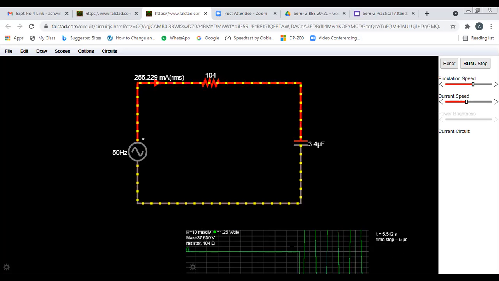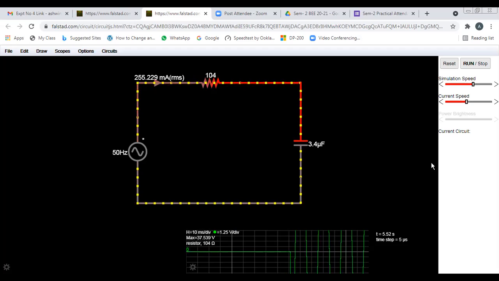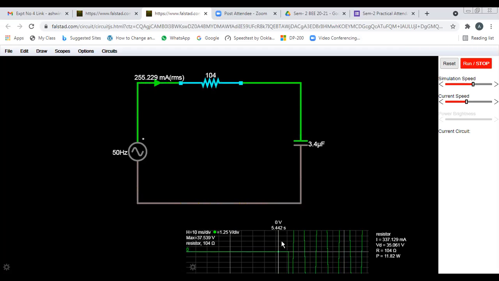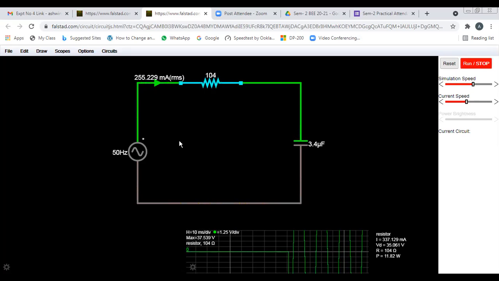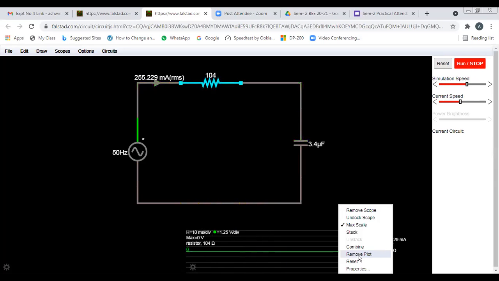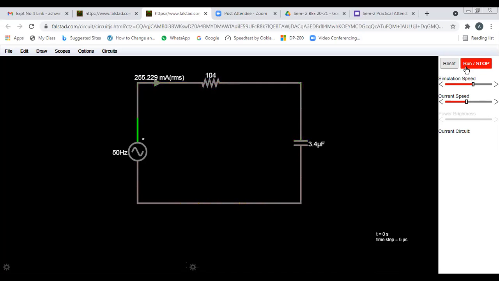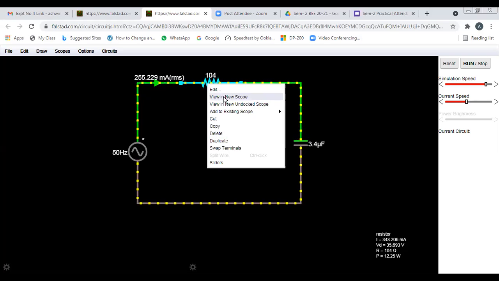Now I'm going to stop the simulation. I right click this graph. First I'll reset this circuit. I'll close this, remove this plot, reset, then run. Simulation speed I'll increase. Now I'll click on this resistance, right click, view in new scope.